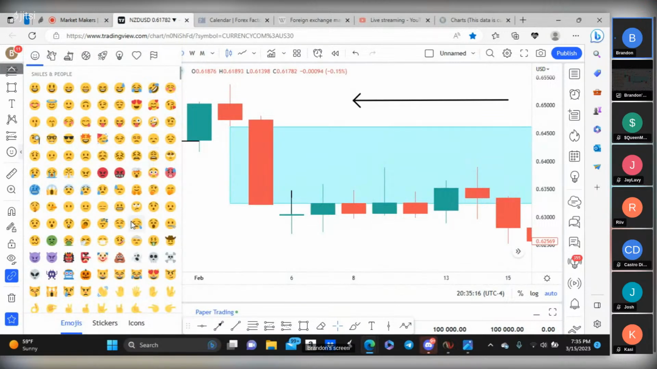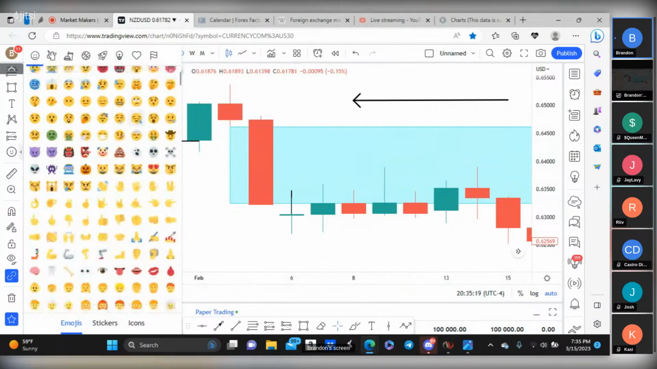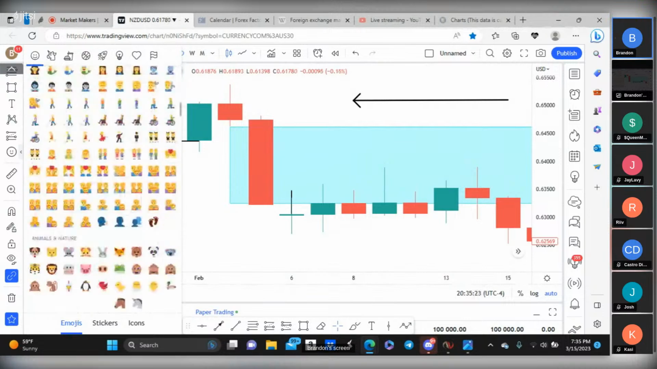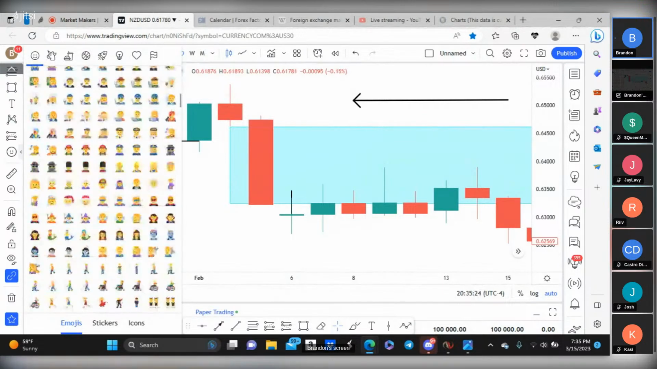Oh shoot, TradingView got an update. Damn, look at all these emojis. Y'all see that? That's crazy. Oh, we definitely finna go crazy now.